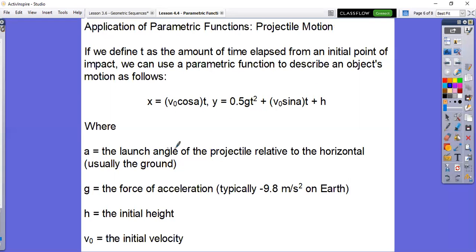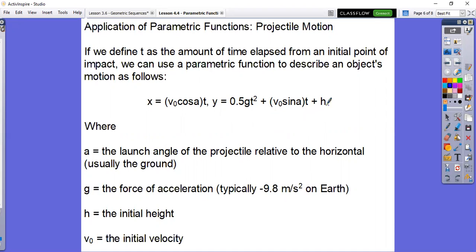A is the launch angle of the projectile relative to the horizontal. G is the force of acceleration. The reason that we use G is because on Earth, this acceleration is typically negative 9.8 meters per second squared. So we're going to use G here for gravity, and this is going to be negative 9.8 meters per second squared.